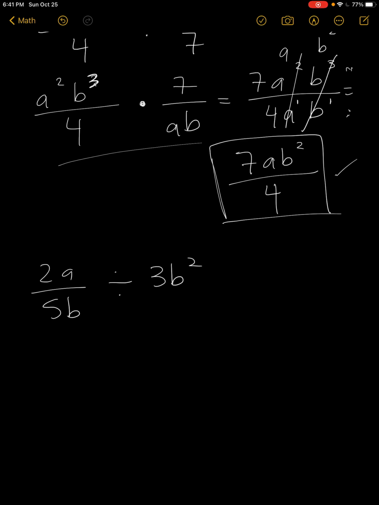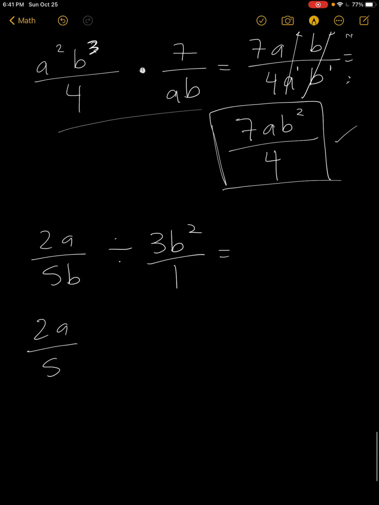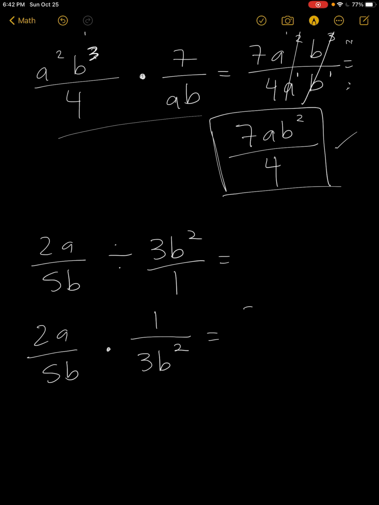Okay, so we've got this problem. So don't get fooled when you see a whole number there. Remember, we can turn it into a fraction because any number divided by 1 is itself, right? So 3b squared over 1 is the same thing as 3b squared. So I'm just turning it into a fraction just so we know how to flip it. Times, so it should be 1 over 3b squared. Okay, and then looks like there's no common factors. B to the 3rd power.